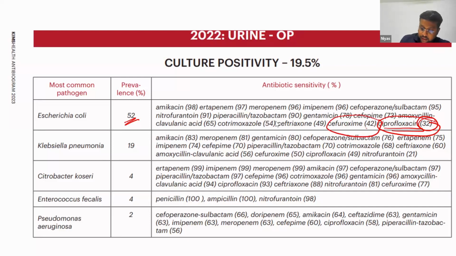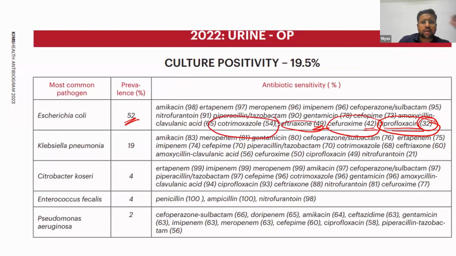Okay, sensitivity is only 42%. So more than 50% of the time you're going to fail. Ceftriaxone is resistant, which means that cefixime also may be resistant. Cefpodoxime also resistant. In 50% of the cases, third generation cephalosporins also fail.